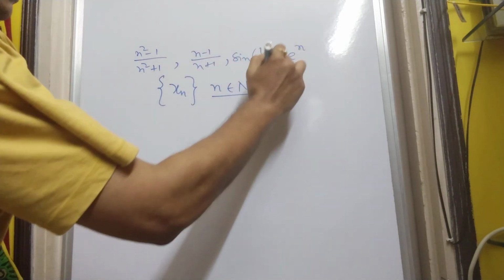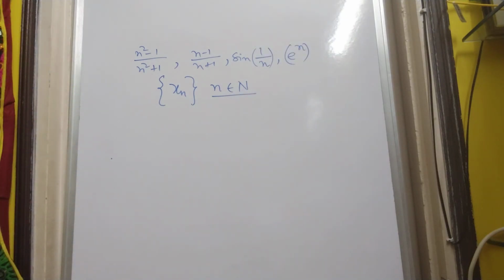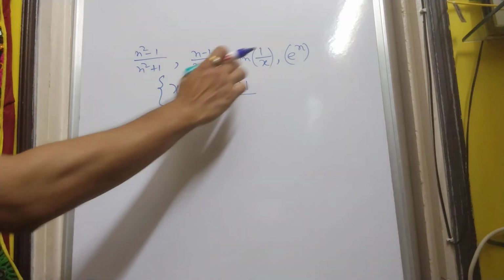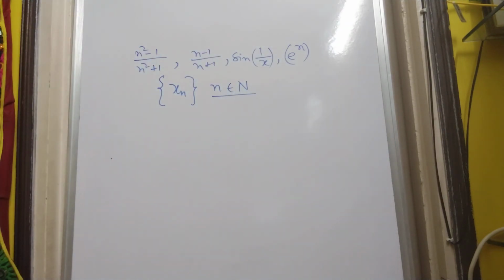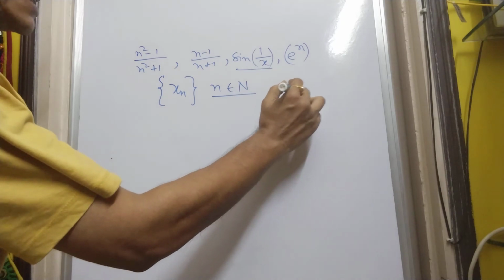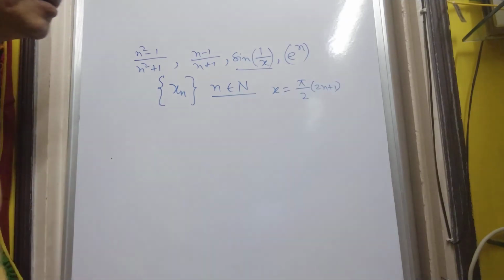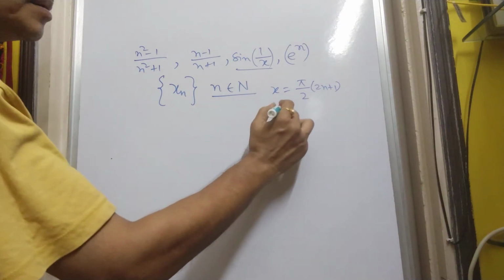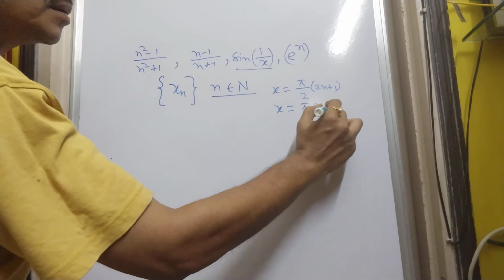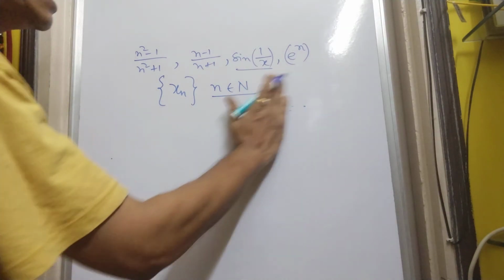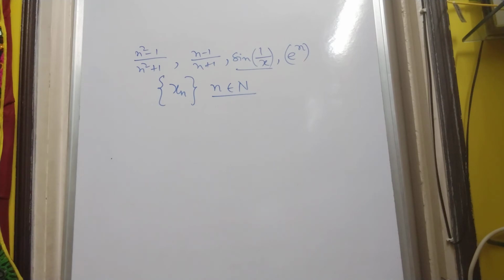This is sine of 1 by n, and this is e to the power n. One may write this as sine of 1 by x also, and then express this x in terms of n. This is a very special function, sine of 1 by x. Just imagine that we can replace this x with an expression like this. Anyway, these are different examples of a sequence.